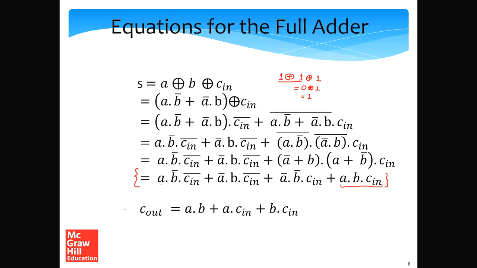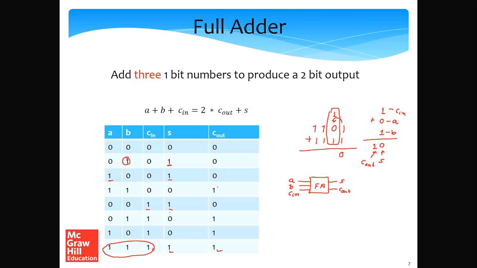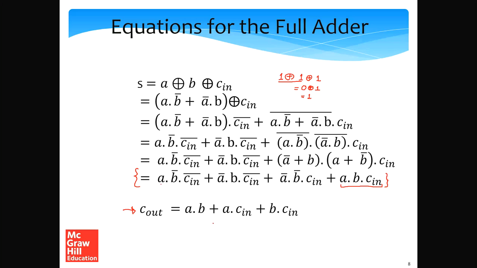Now let's come to the carry out. So when is the carry out equal to true? The carry out is equal to true when A and B both are 1, carry in is 0. When B and carry in are 1, A is 0. Or A and carry in are 1, or when all three are. So essentially the carry out is true when at least two of A, B and carry in are equal to 1. So this can be nicely captured in this thing.